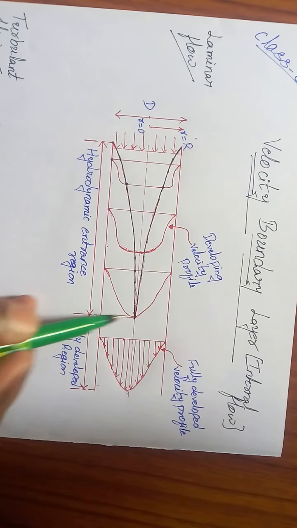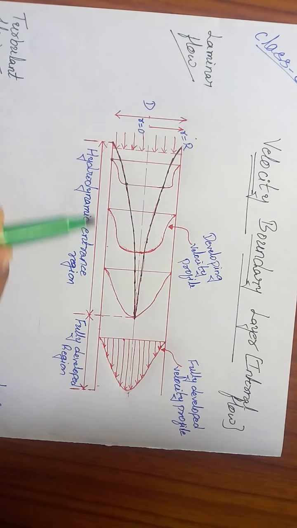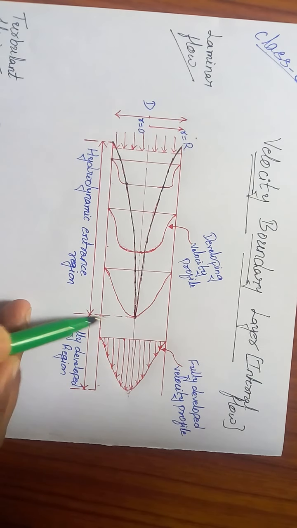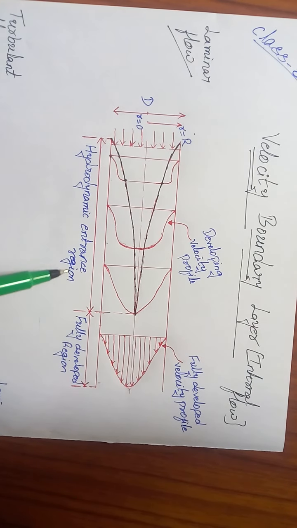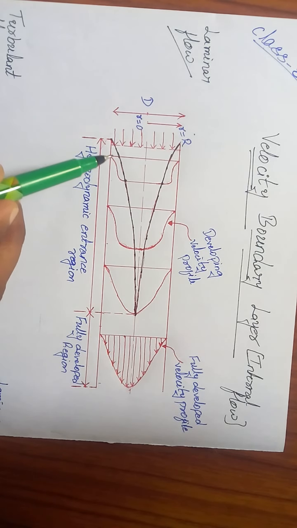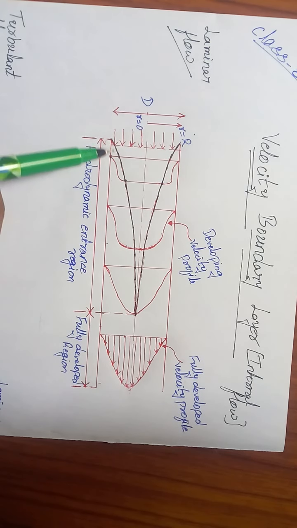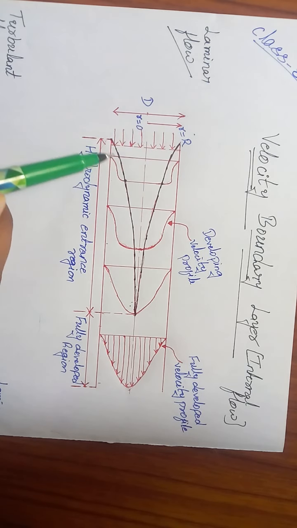And from the entrance up to this point, the least value of x, remember it like this, the least value of x at which you get maximum value of v at the axis of the pipe, till that point from the entrance, it is called the hydrodynamic entrance region. That means from the entrance up to the fully developed region, it is the hydrodynamic entrance region. And the line I have shown in black is the boundary layer. In a flat plate you could find only one layer, but here there are two different surfaces, so I will find two different layers.